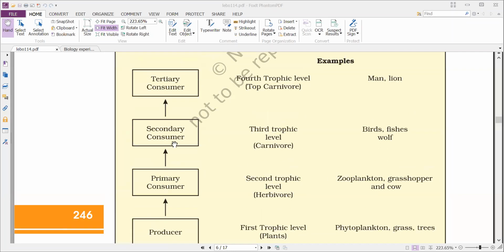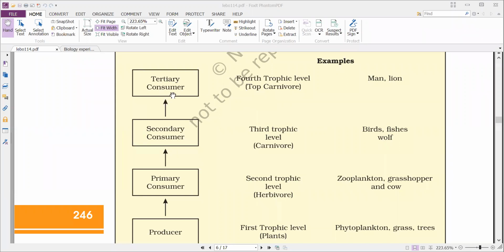And the next, the secondary consumers, which are considered as the primary carnivores or secondary consumers, will fall into the third trophic level, which includes small birds, small fishes, wolf, foxes, that is small carnivores.